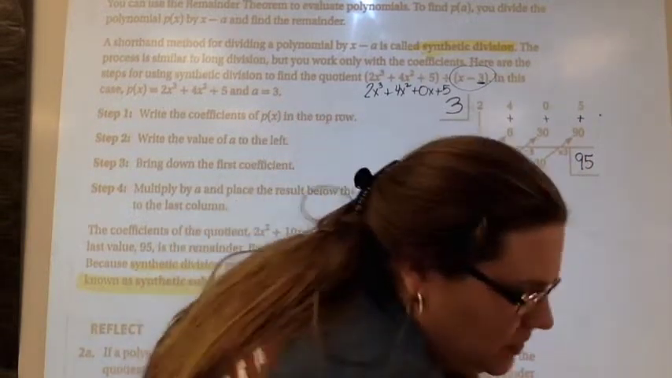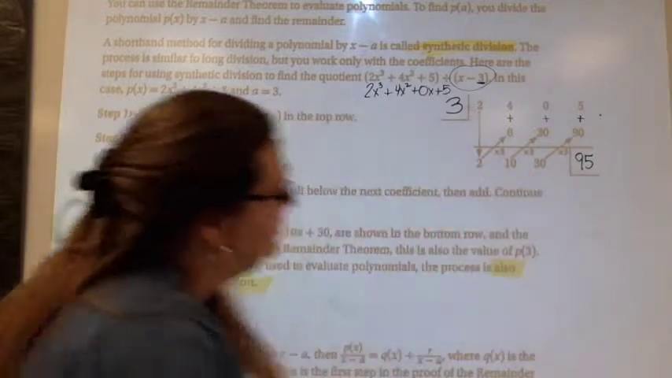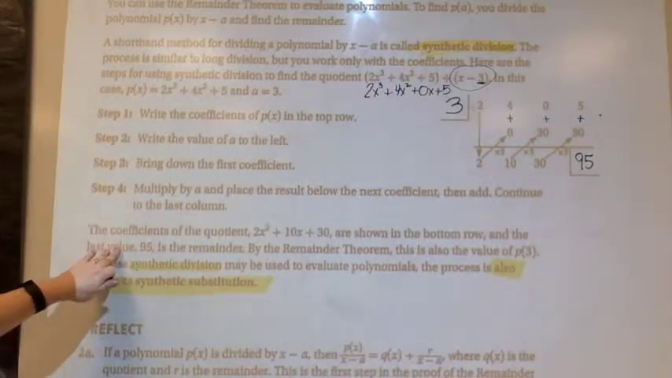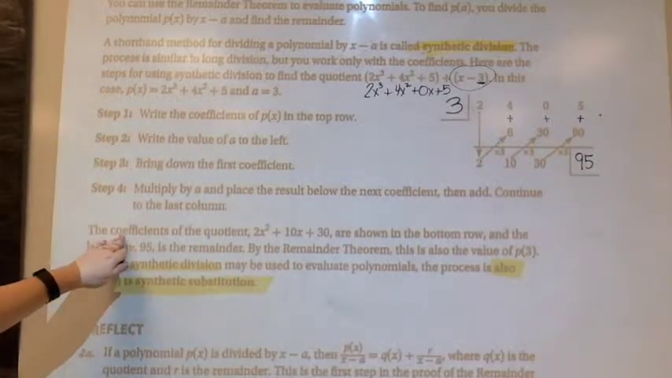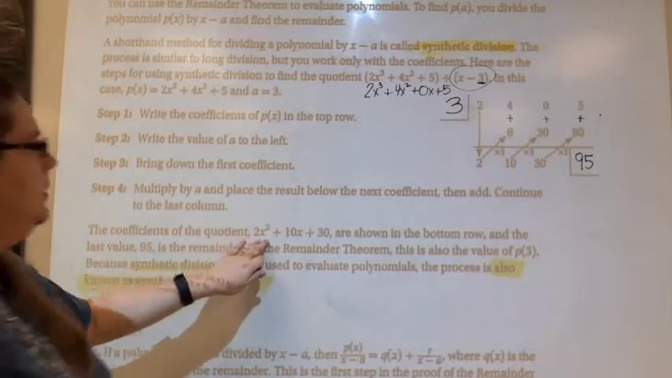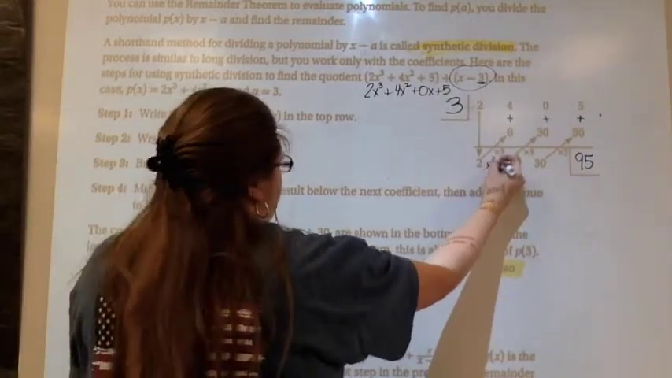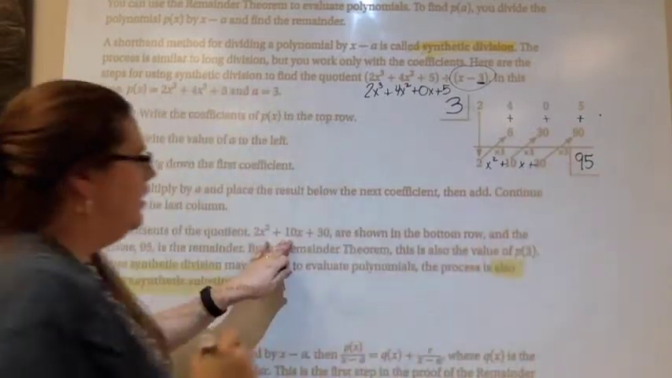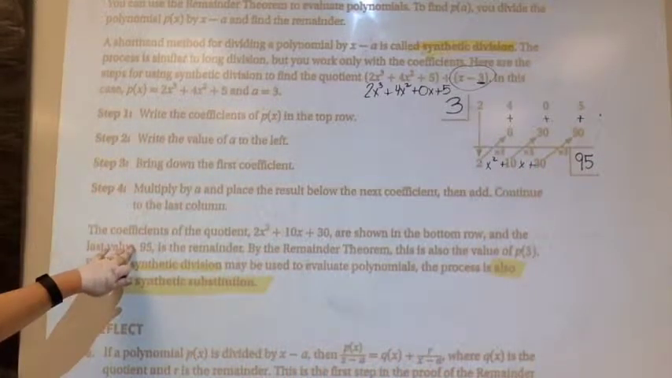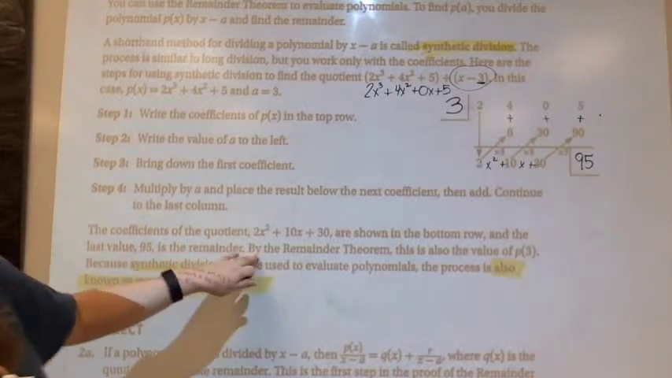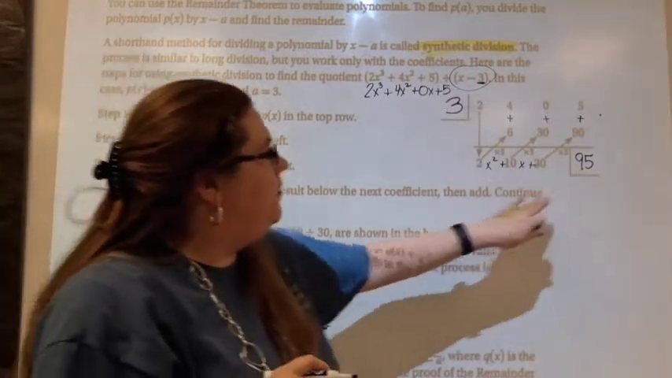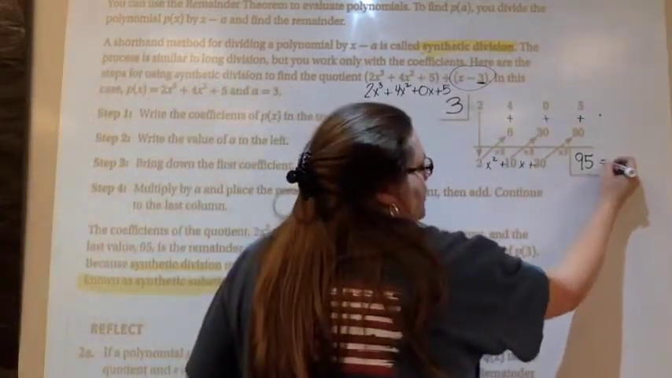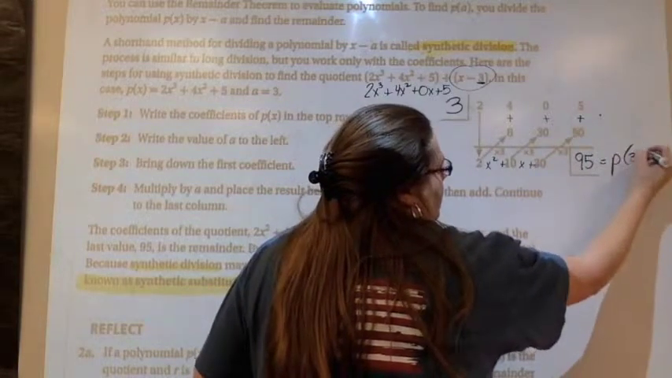Notice that you get the same solution, and you have the same result. The coefficients of the quotient, 2x squared plus 10x plus 30, are shown in the bottom row, and the last value is 95, which is the remainder. By the remainder theorem, this is also the value of p of 3. So this would also equal p of 3.